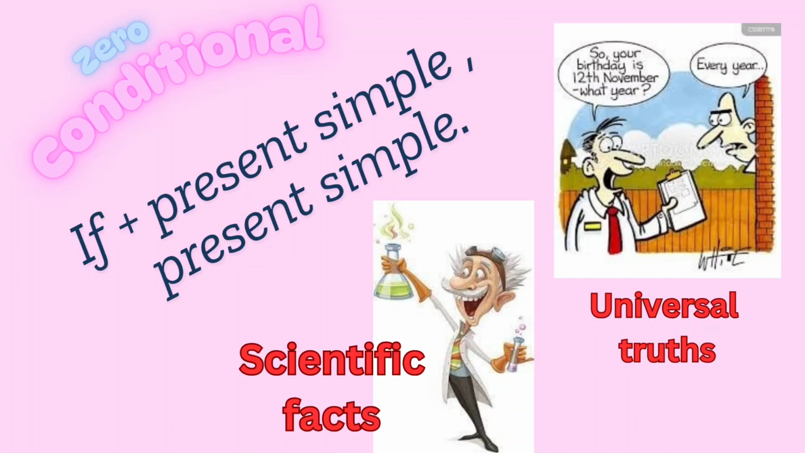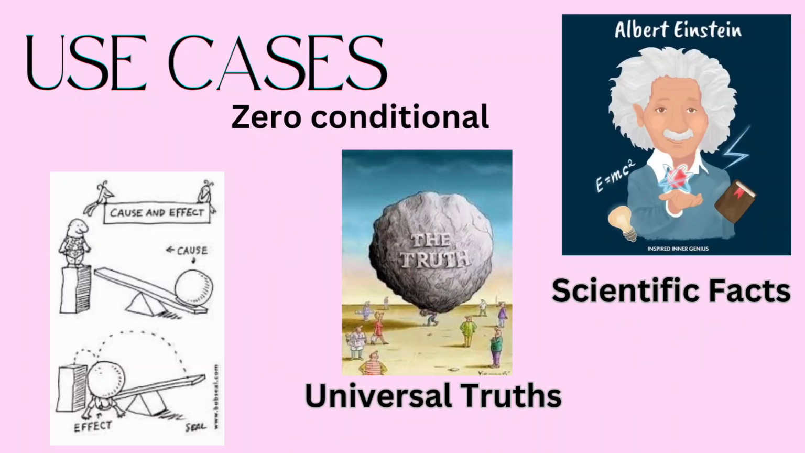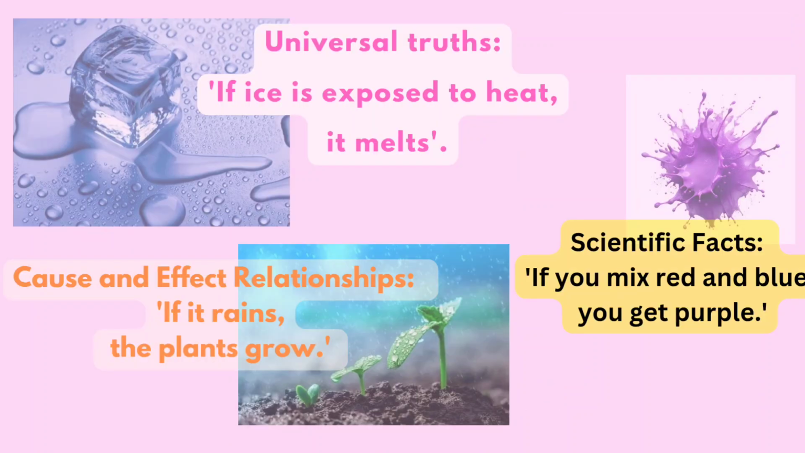How about use cases? Number 1. Universal truths. Imagine you're explaining to a friend how ice melts. You can say, if ice is exposed to heat, it melts. This shows how a natural process works. How about the other uses?